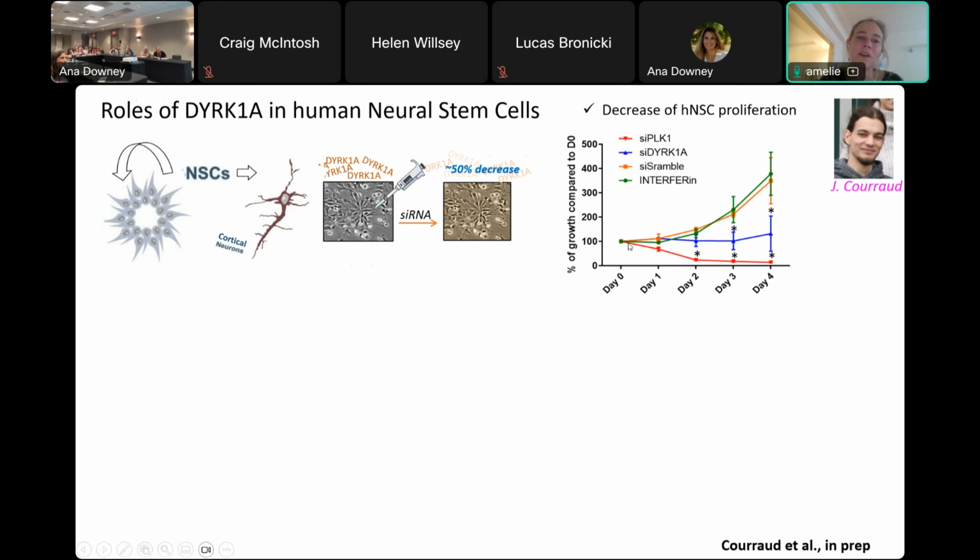What we were able to see when we inactivate DYRK1A, we look at the proliferation ability of the cell, and it's what is in blue here. You can see a total decrease of cell proliferation when you inactivate DYRK1A.